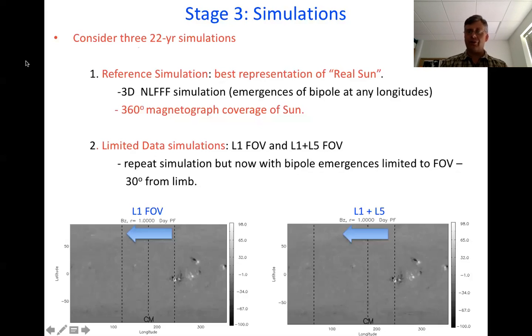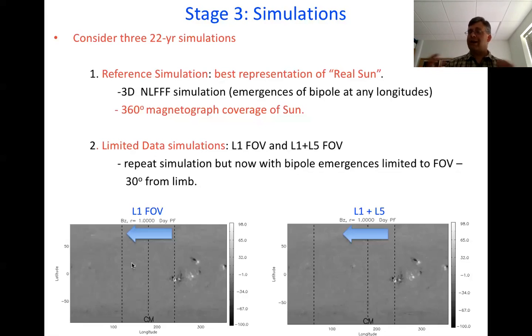So that moves me on to the next two types of simulations that I will look at, and these are the limited data simulations, where I consider what would happen if we only have an L1 field of view, which is the present case, or if we have a combined L1 plus L5 field of view. On the bottom two images, we see how restricted this field of view is. We have the full surface magnetic field, shown by this magnetogram image. The dashed line at about 180 degrees on each image represents the central meridian of the sun on that day, but the left and right-hand dashed lines in each image represent the limited field of view where we would be able to make accurate magnetic field measurements.